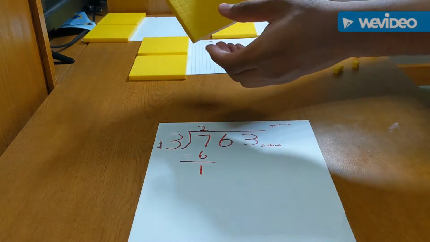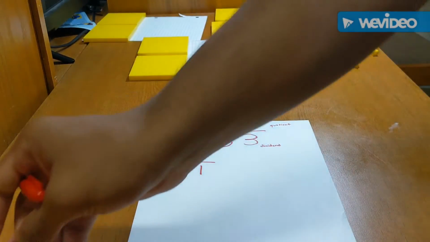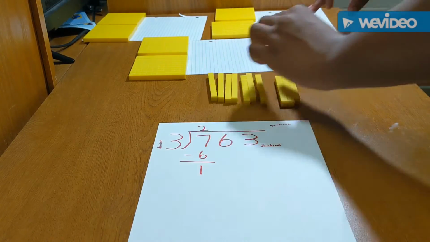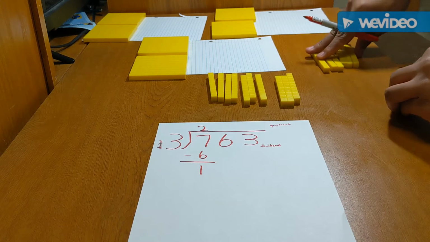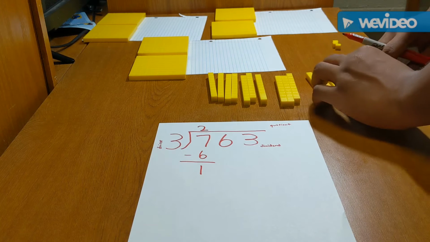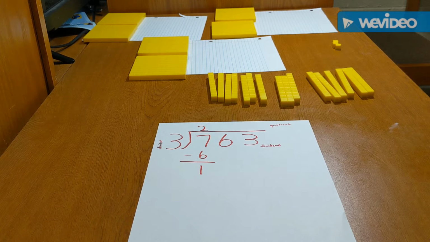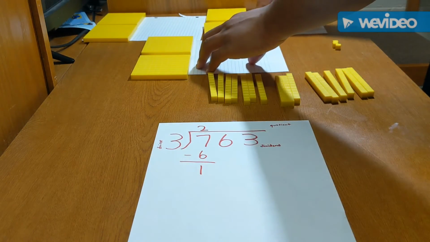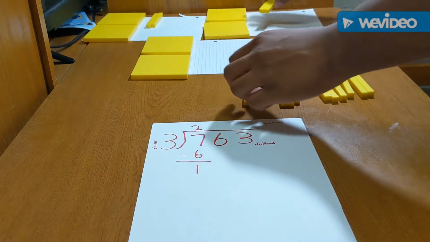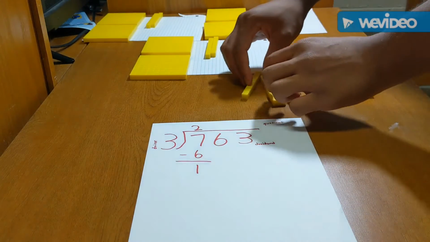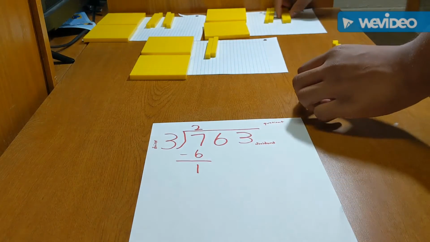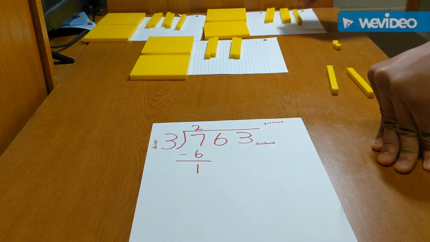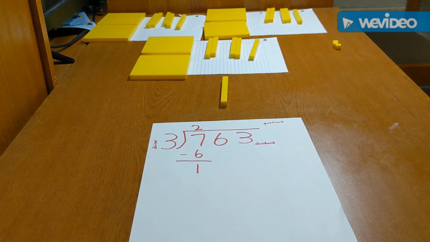So we're going to break our flat down and make 10 of our rods. And we can add the 10 rods that we have already into our original 6 that we had. So let's try to evenly distribute our 16 rods now into our 3 groups without going over. So 2, 2, 2, 4, 4, 4, 5, 5, 5. And we're left with 1 rod.